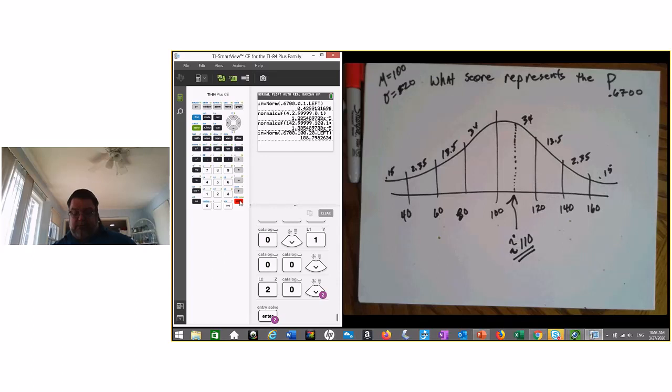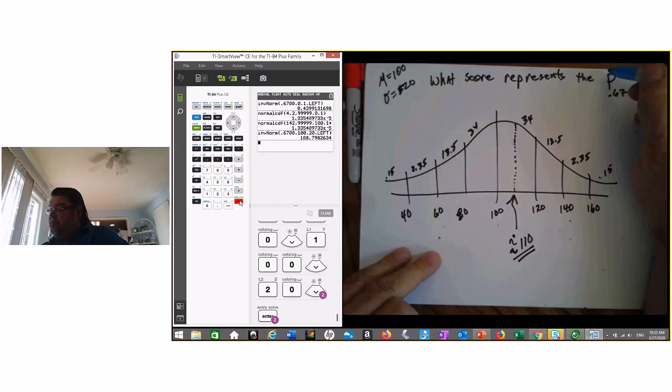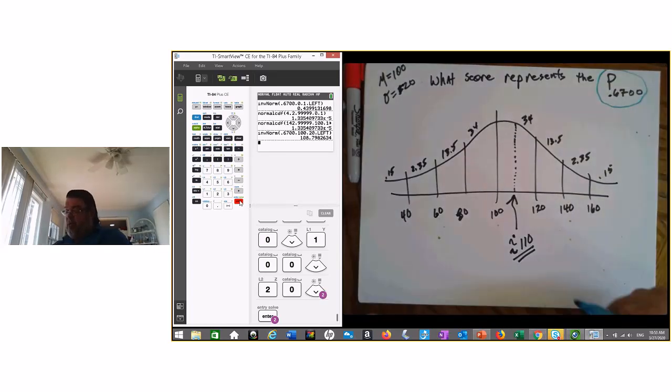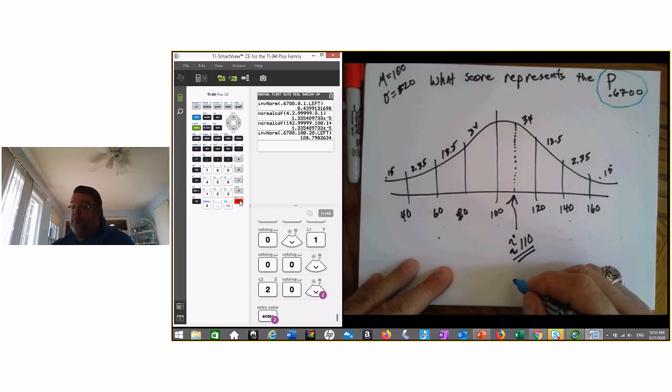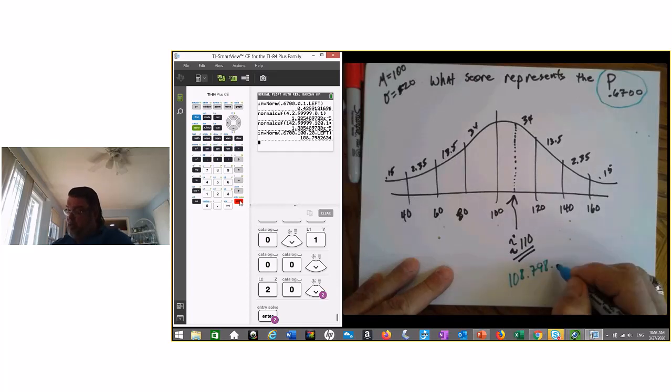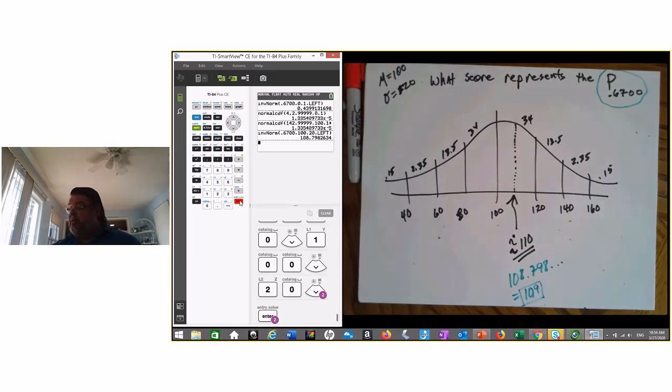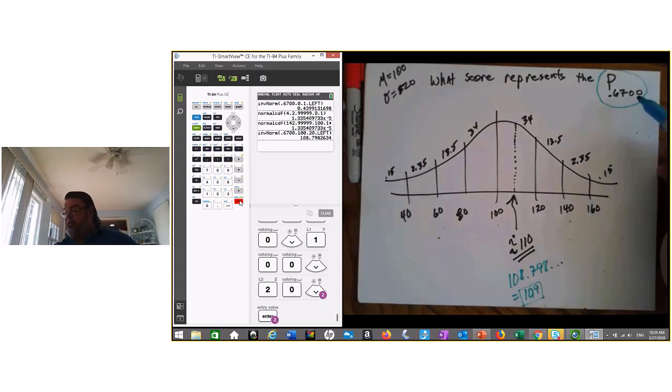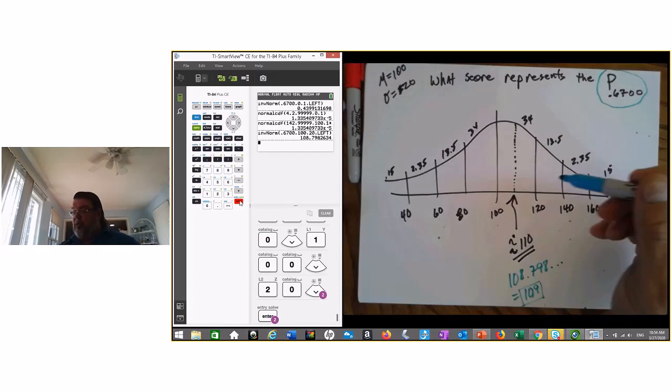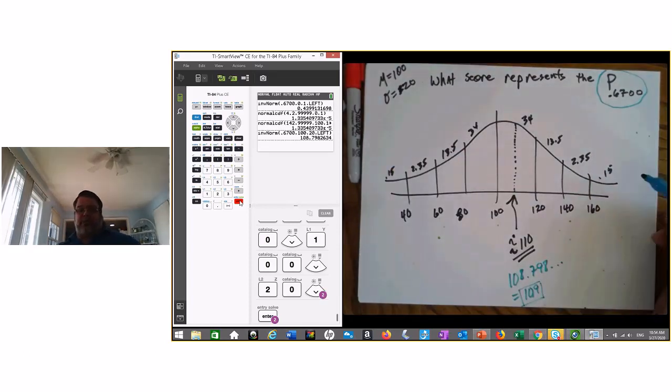You would use 109. So the actual answer to P of the 67th percentile is not 110, but 109. It's 108.798, and you would say 109 because they're looking for a test score, not a bunch of decimals. So 109 is your 67th percentile. Anything above 109, you're in the top 33%. Anything less than 109, you're in the bottom 67%.